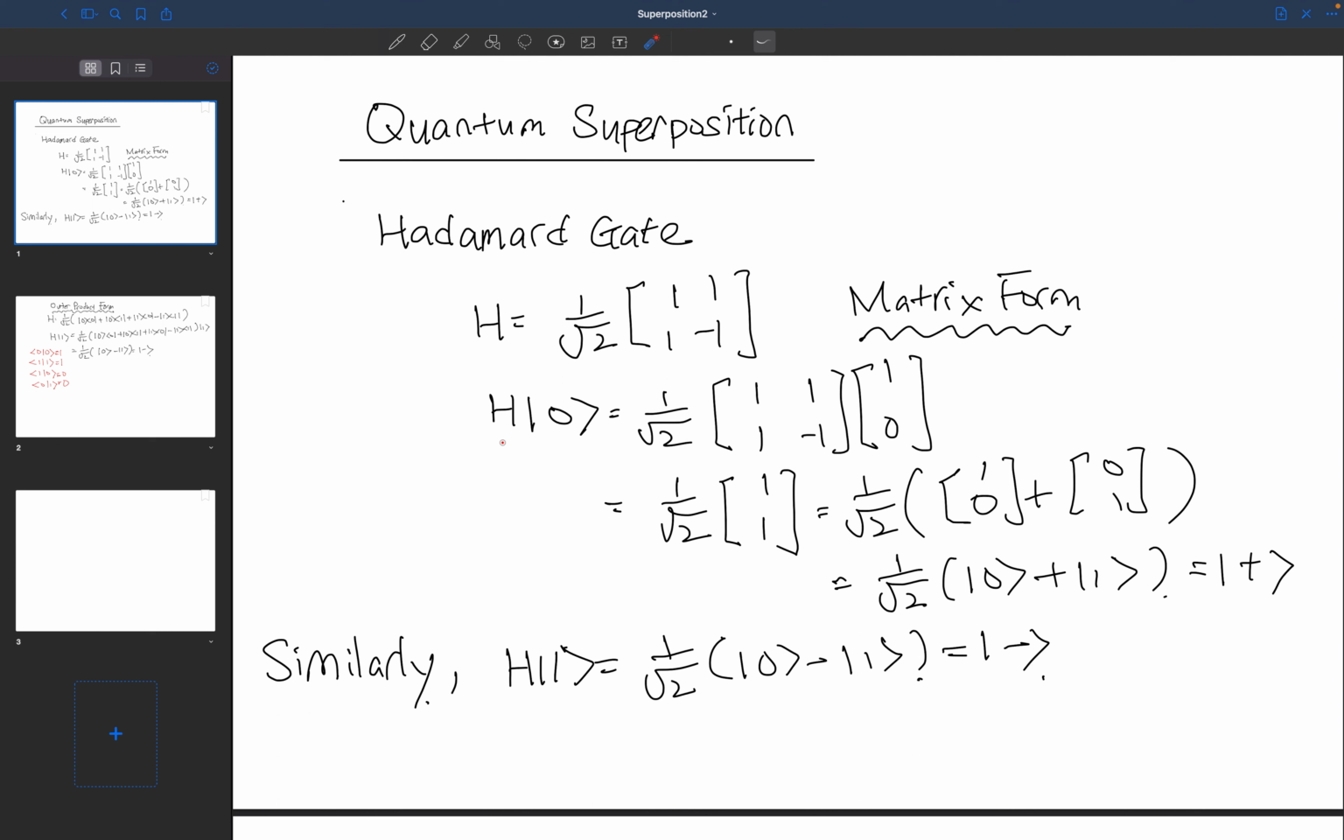If you apply the Hadamard gate to Cat0, and Cat0 can be represented by 1, 0, and you go through the matrix multiplication, you will end up with this, and this can be written as a superposition state of Cat0 and Cat1, which is represented as a Cat plus state. Similarly, if you apply a Hadamard gate to a Cat1 state, you end up with a superposition state with a negative sign here, which is a Cat minus state.